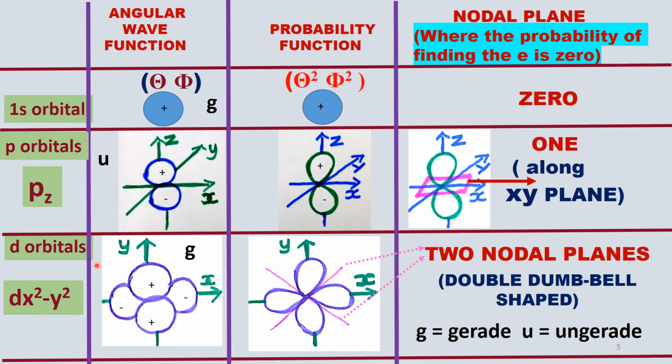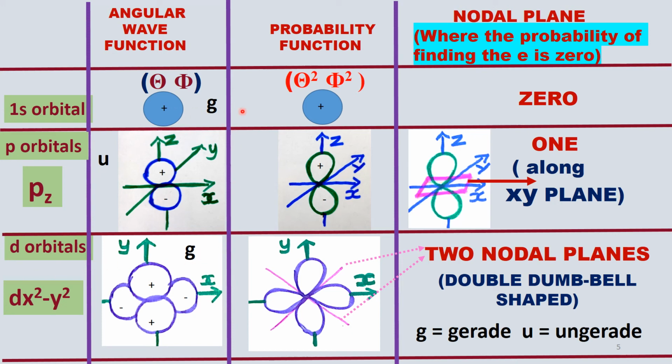Next, the d orbital, for example the dx square minus y square orbital: the lobes are along the x-axis and y-axis, and as you see here, there are two nodal planes along this. This is a nodal plane, and there are two nodal planes. The shape of the dx square minus y square orbital is a double dumbbell shape. The 1s orbital is called a GERADE orbital, whereas the p orbital is an UNGERADE orbital, and the d orbital is called a GERADE orbital.